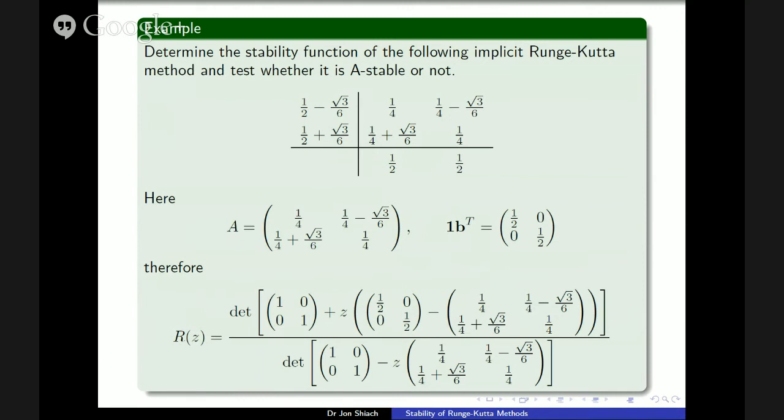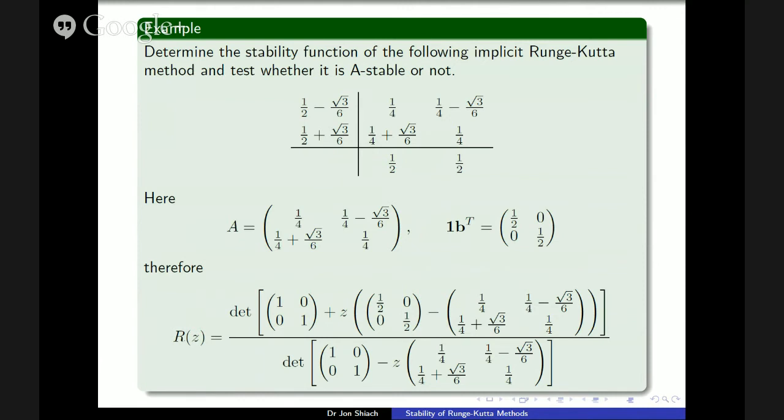How many stages? How many stages of this method? Thank you. Don't worry me. You've got your assignment in a couple of days.